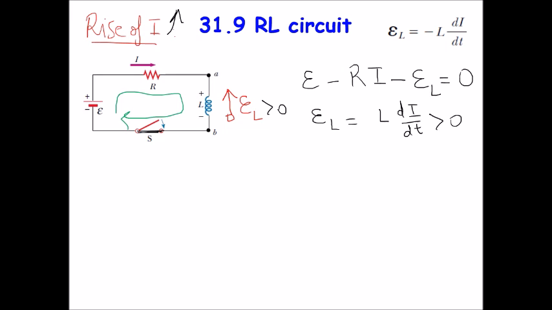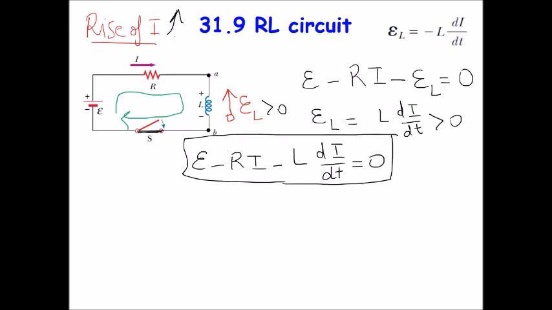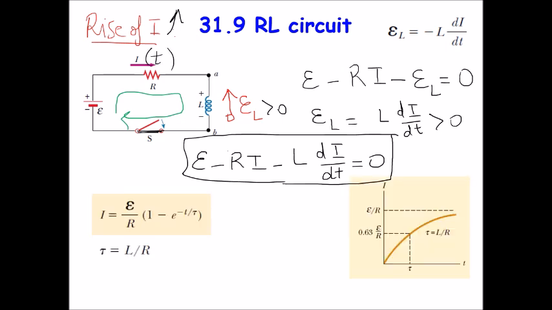So I can plug this in the equation. I will have E minus Ri minus L di over dt equals 0. That's my differential equation on the current that gives me the variation of this current with time. So basically, if you solve it, you will get this formula here: I equals E over R times 1 minus exponential of minus t over tau. What is tau? It is L over R.